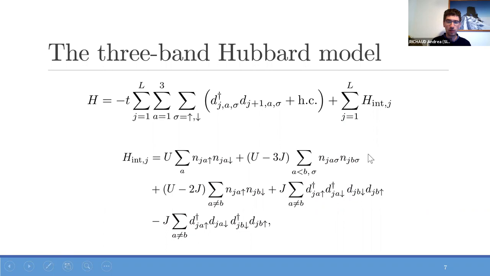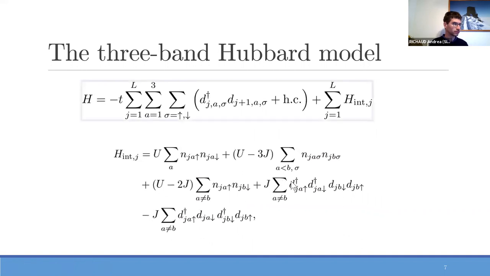But now we have a three-band Hubbard model, and you see that the Hamiltonian is considerably more complex. On top of the site index j and spin index sigma, you have also an orbital index a, which runs from 1 to 3, which are the bands in our system. And the interaction Hamiltonian is the one illustrated here. Apart from the traditional Coulomb repulsion U, there is also the Hund's exchange coupling, J, which is responsible for the formation of Hund's rules that I will show in a while.